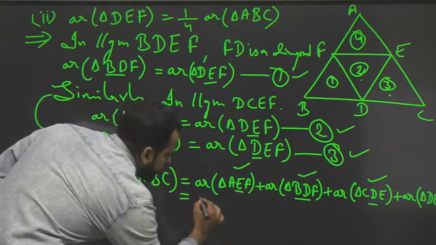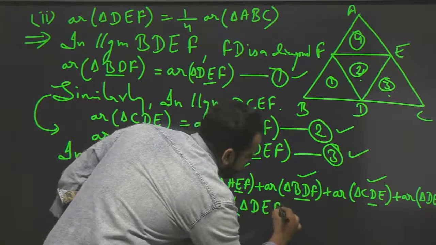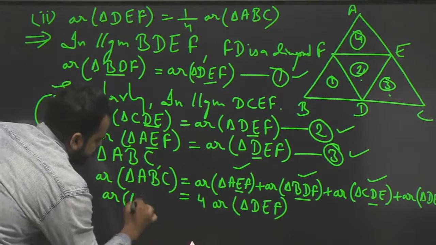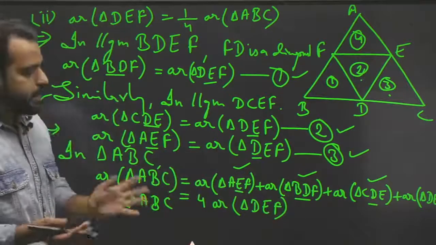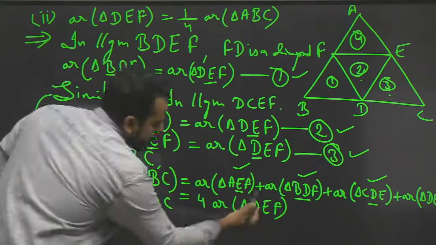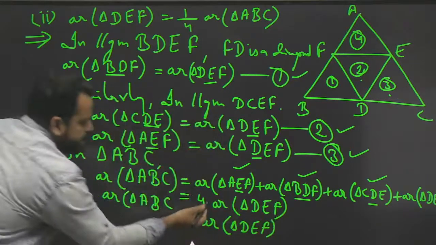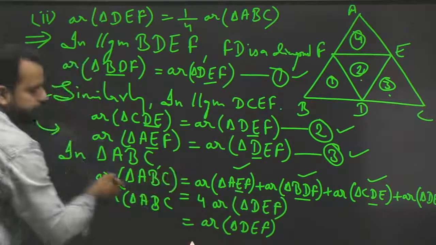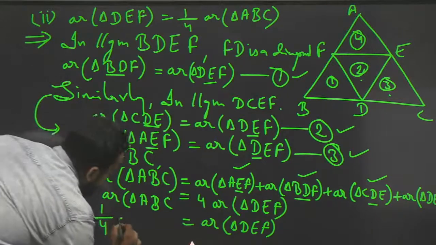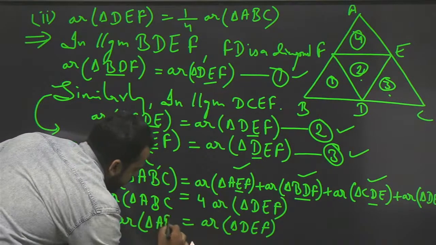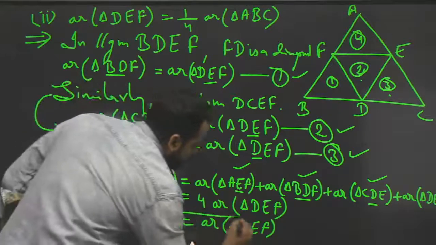So can we write four times the area of triangle DEF? Is it right? Here on the right side, the area of ABC is equal to four times the area of triangle DEF. That means the area of triangle DEF is equal to, when four is transposed to the left side, it goes into the denominator, 1/4 of the area of triangle ABC. Is it right? So in the second portion we have to prove only that much.